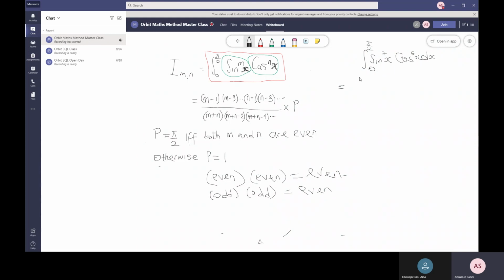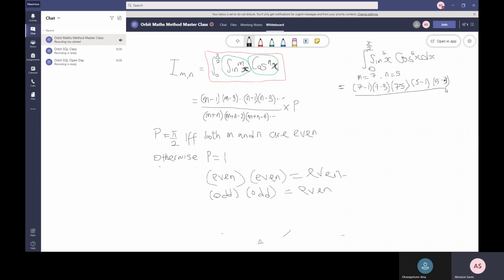Here we just state that our m is 7 and our n is 5. Using this formula, I have 7 minus 1, 7 minus 3, 7 minus 5. I won't get to 7 minus 7 because I would have 0, so I'll stop at 7 minus 5. Also, I'll do 5 minus 1 times 5 minus 3. I won't get 5 minus 5, so it's 5 minus 3 rather.